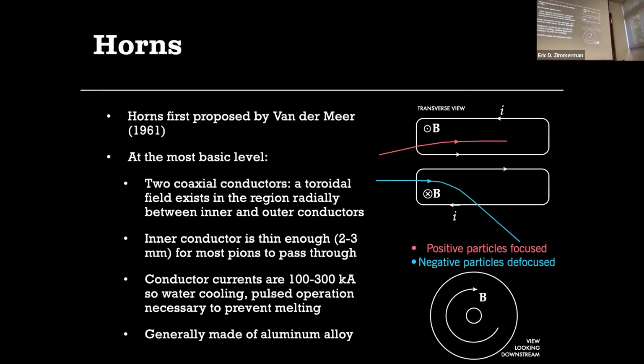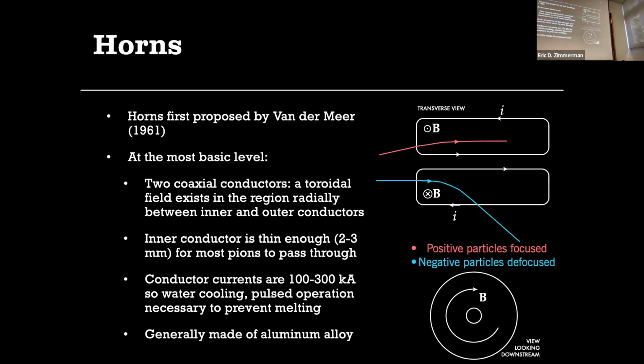So neutrino beams use horns for focusing the mesons coming out of the target. Horns are a very old idea. It's basically 2 coaxial conductors. You have an inner conductor, and the current goes down the inner conductor. The current comes back out the outer conductor. And so you have a toroidal magnetic field in between those conductors. And this means that if you have a positively charged particle that's diverging and enters the field region between the conductors, it'll be focused forward. If you have a negatively charged particle, it will be defocused. And of course, if you reverse the horn polarity, you get the opposite sign focusing.